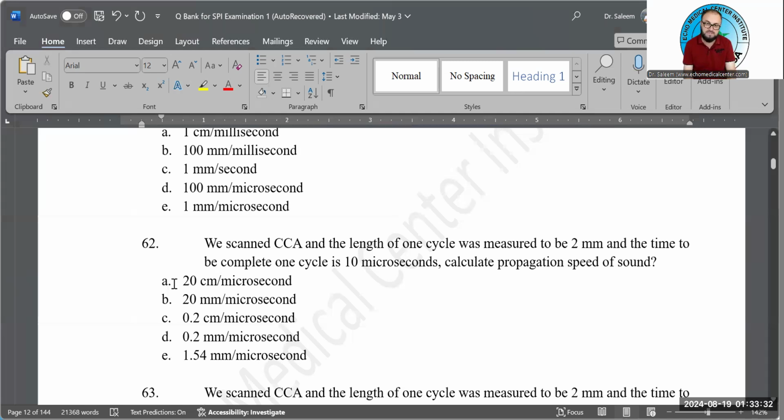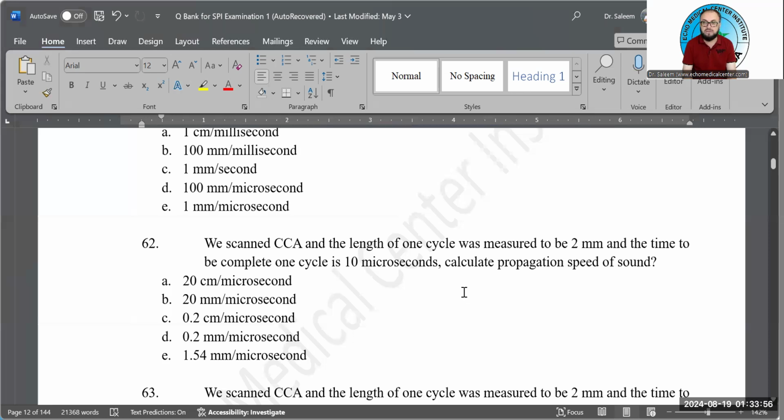Now we have answers here. It's 20 centimeter in a microsecond. It's 20 millimeter in a microsecond. It's 0.2 centimeter in a microsecond. It's 0.2 millimeter in a microsecond. And then it is 1.54 millimeter in a microsecond. So what do you think? Which one can be the correct answer? I already gave you a hint. You are absolutely right. D is the correct answer.